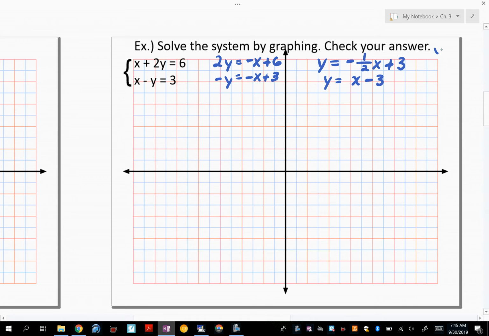What's the y-intercept for the first one? This first one. 0, 3. And what is the slope of that first one? Negative 1/2. So I'm going to go to 0, 3.